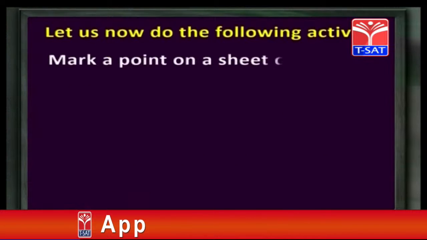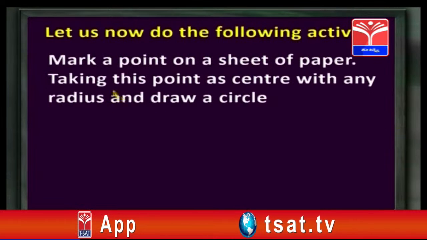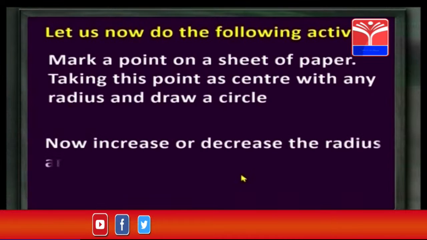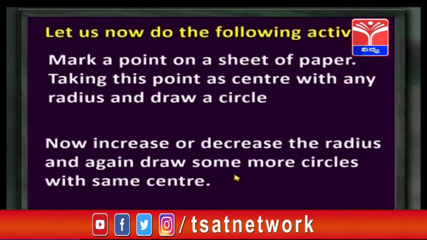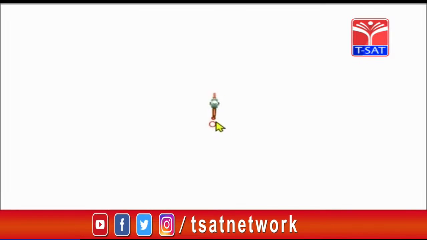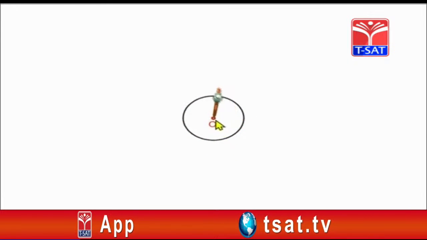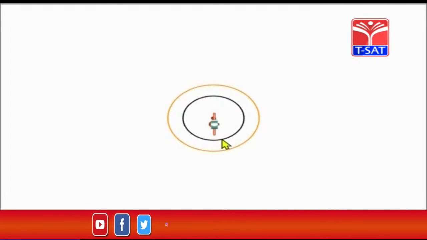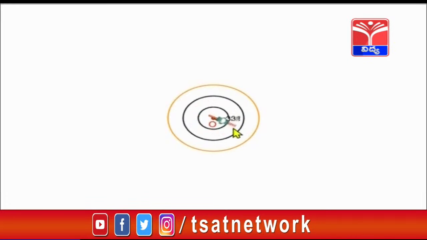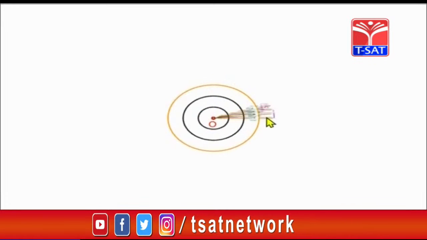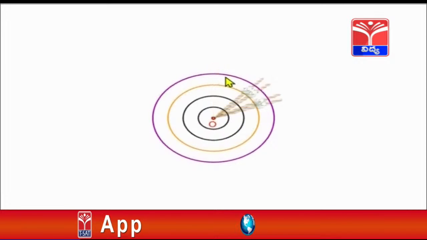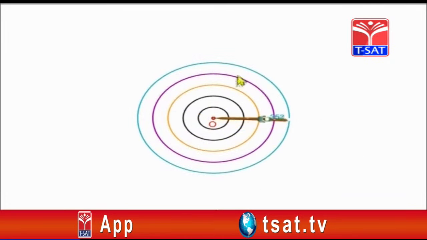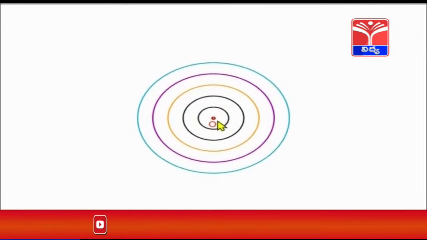Now, do the following activity. Mark a point on a sheet of paper, and taking this point as the center with any radius, draw a circle. Now, increase or decrease the radius and again draw some more circles with the same center. One point we mark here and with some radius we have drawn a circle. Now, increasing the radius and drawing one more circle, and now decreasing the radius and drawing one circle from the same point. By increasing the radius one more circle and increasing the radius one more circle. So, we have drawn 5 circles with the same center but different radii.